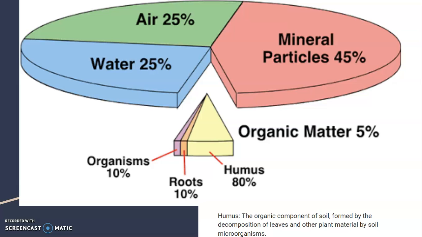And then at the bottom I put what humus is. Humus is the organic component of soil formed by the decomposition of leaves or other plant material by soil microorganisms. So decomposers are breaking down those dead leaves that fell on the ground. And that also helps to make up soil.